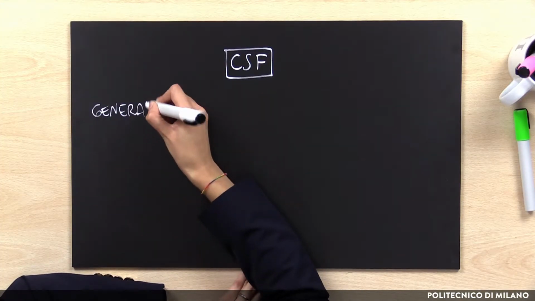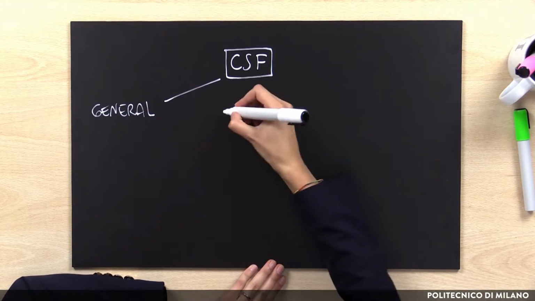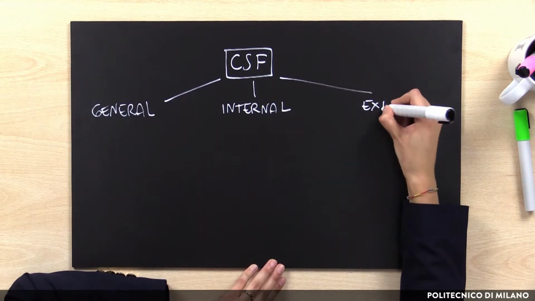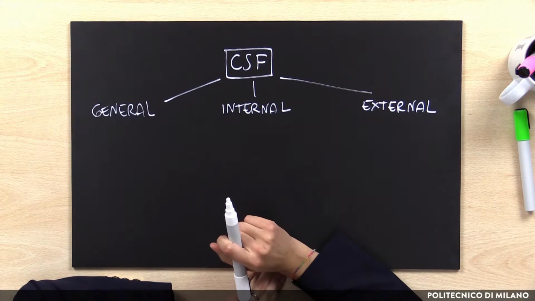Once we have identified the critical success factors, we then have to identify performances on three main dimensions, which are general performances, internal performances, and external performances. General performances do not measure specific performances, but they typically help to quantify the process.